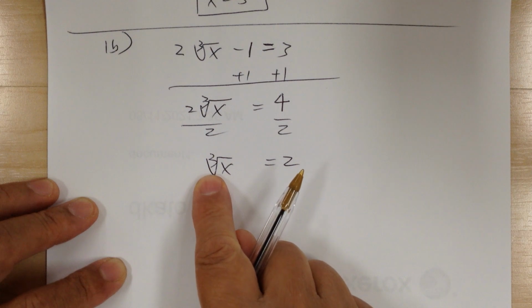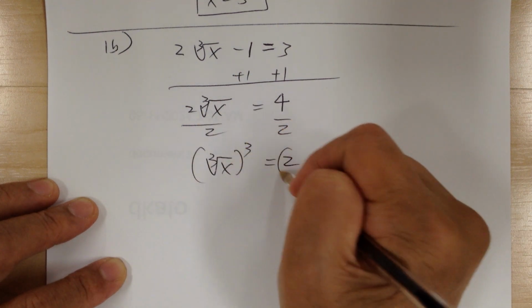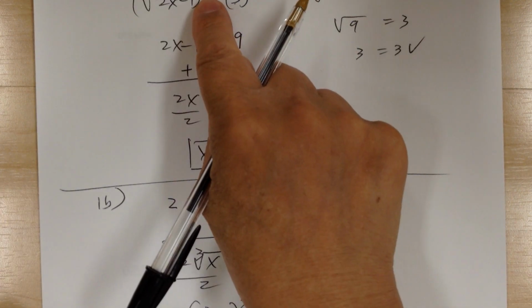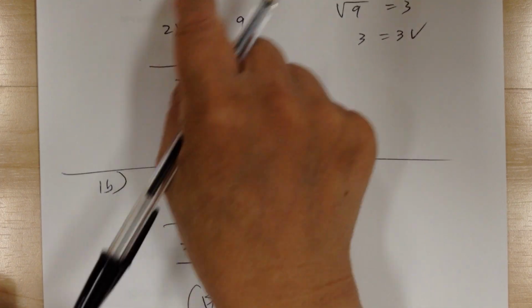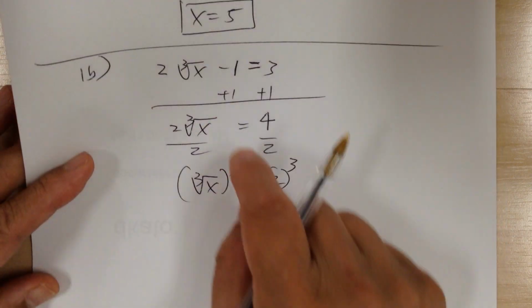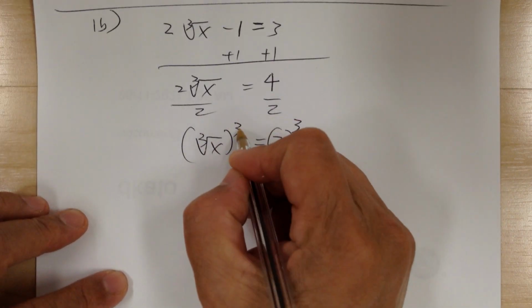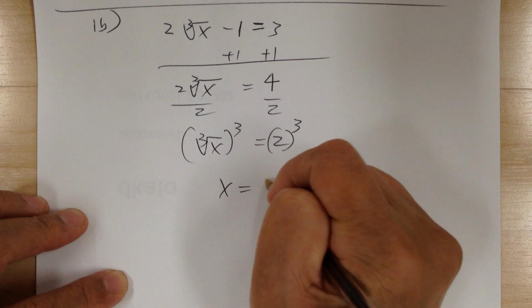Now to undo the cube root, you need to cube both sides. To undo the square root, you need to square. So again, you have to figure out how to undo this. You square to undo the square root. You cube to undo the cube root, right? Cube and cube root cancel out. And so this becomes 8.